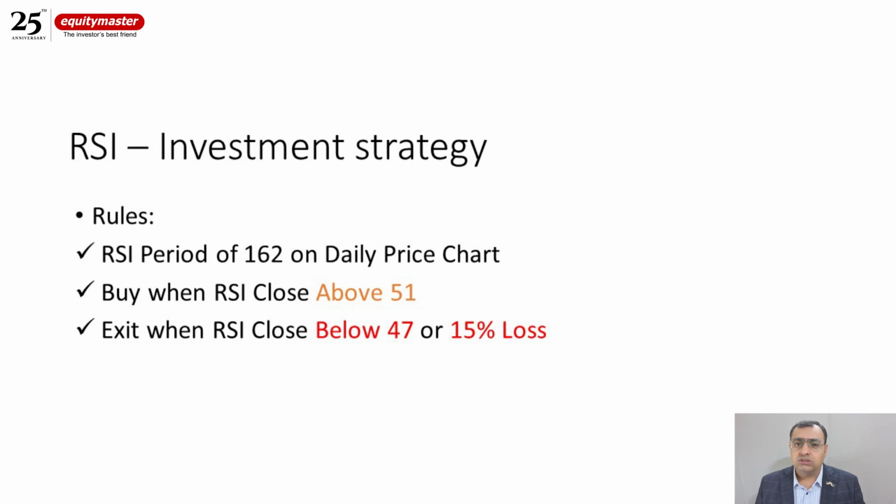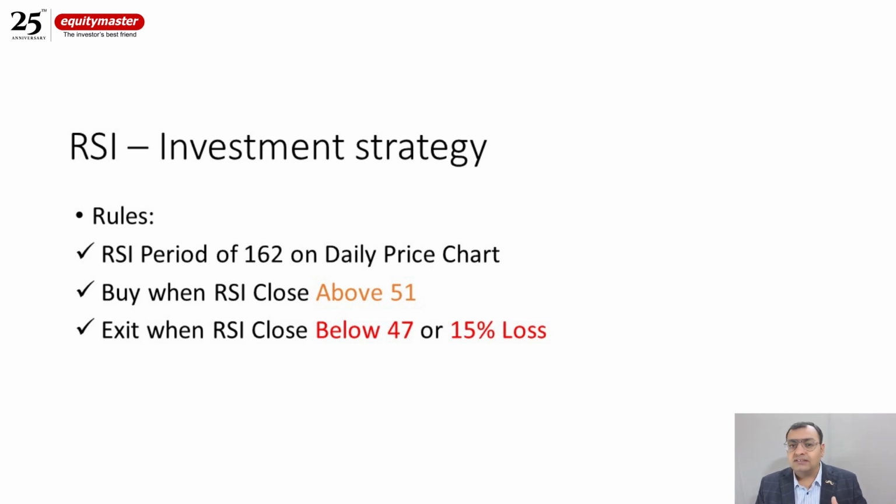So there are some rules to the strategy. RSI should be over here is 162 period. So I'll take RSI as 162. Generally, the default one is 14 period, and 7 period some of the people use for trading. But I'm using here for investment side at 162 period. Second rule is to buy when RSI closes above 51.